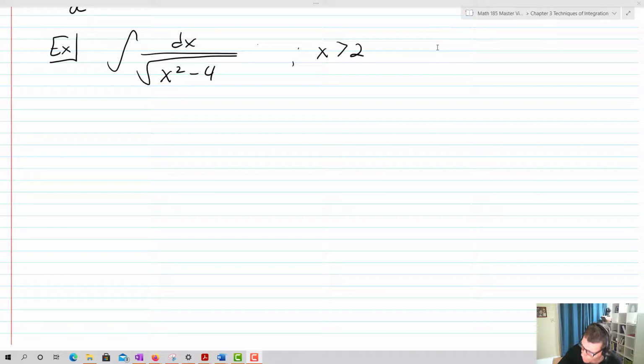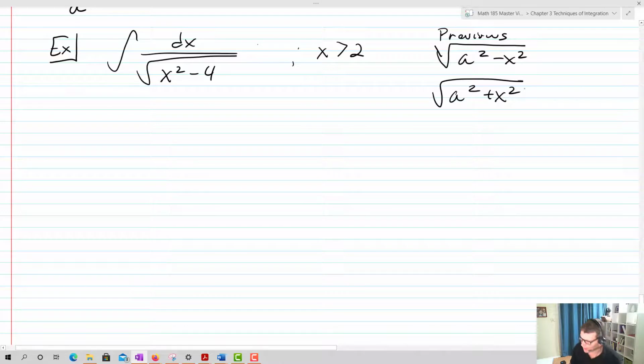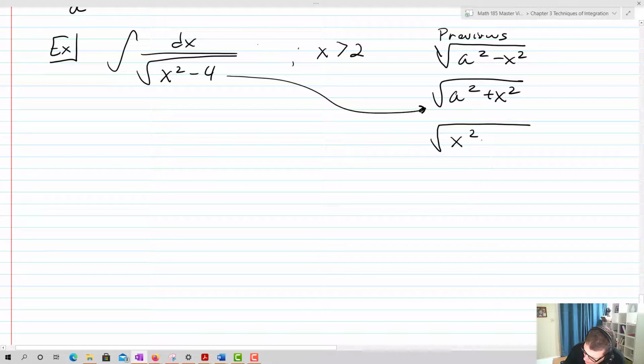All right, so now we're going to take a look at one that's somewhat different. If you notice before, these were our previous ones. We had the square root of a squared minus x squared, where the constant came first. We had the square root of a squared plus x squared, where the constant came first again, but it was addition. And now what you'll notice here is that this one is of this form: the square root of x squared minus a squared, where the constant comes second, where we're subtracting the constant. Now, what we're going to do in this case is utilize secant.